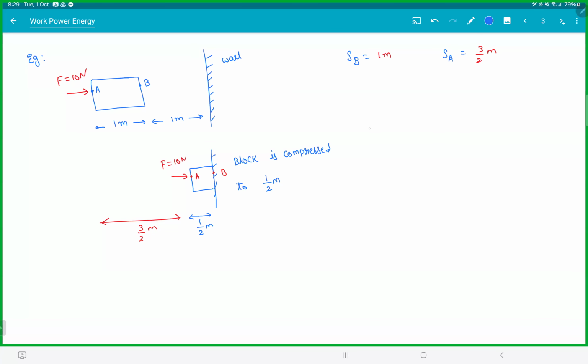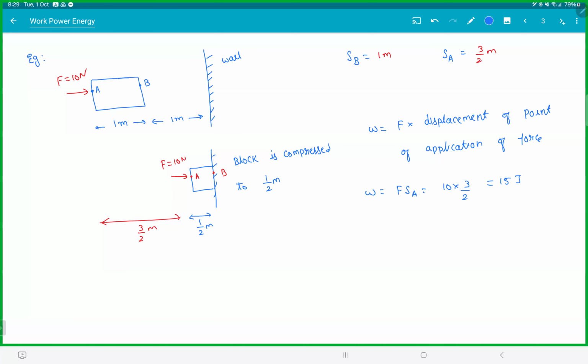So now from the formula, work done is force into displacement of the point of application of force. You are applying force on point A. I don't care about anything else. Displacement of point of application of force, which is F into SA, which is 10 into 3 by 2, 15 joules. Is that clear, everyone? You're not supposed to take 1.